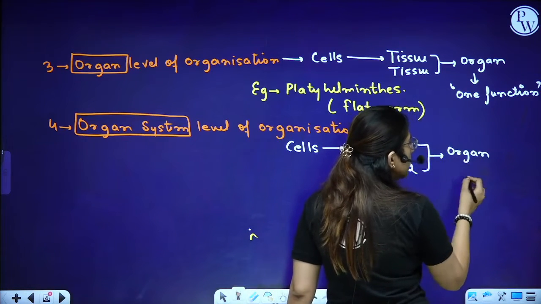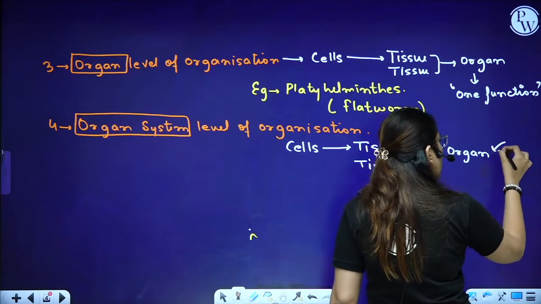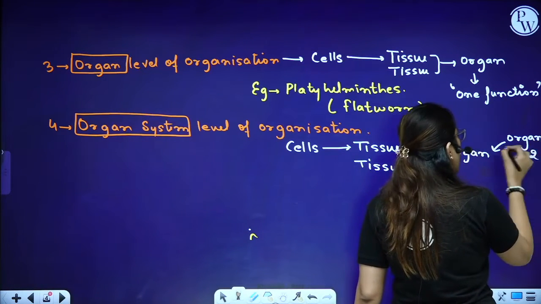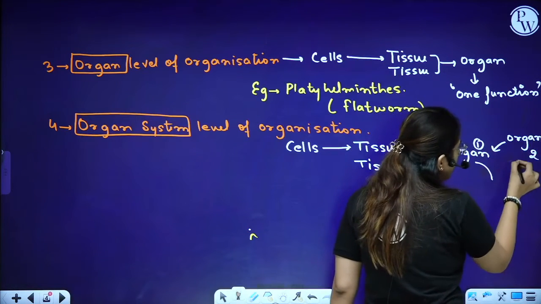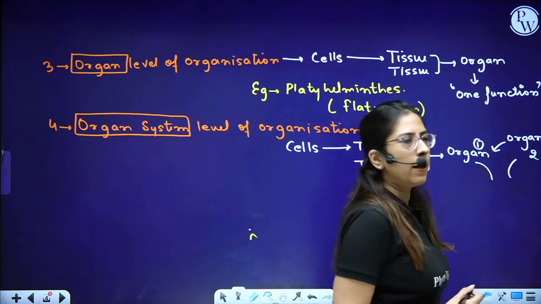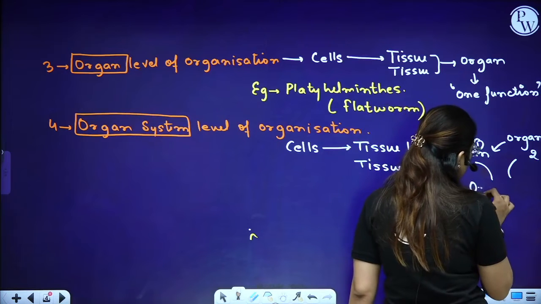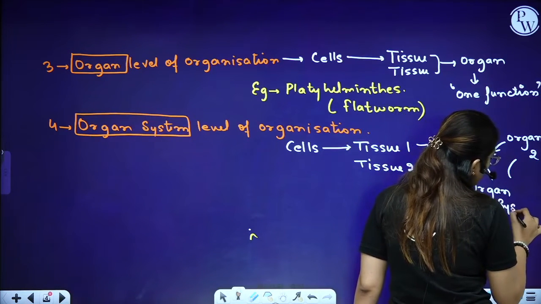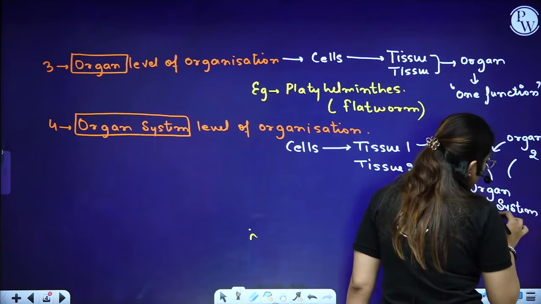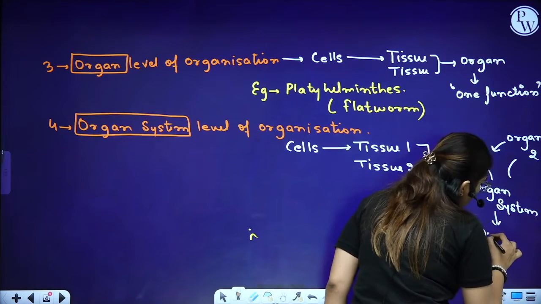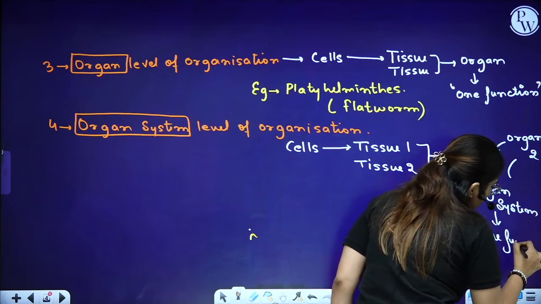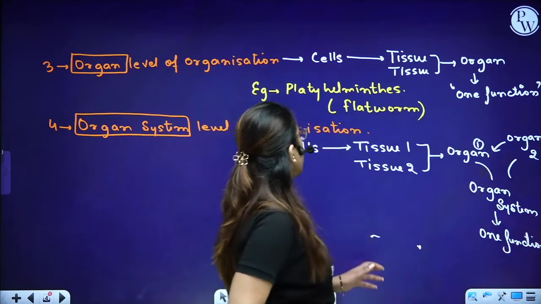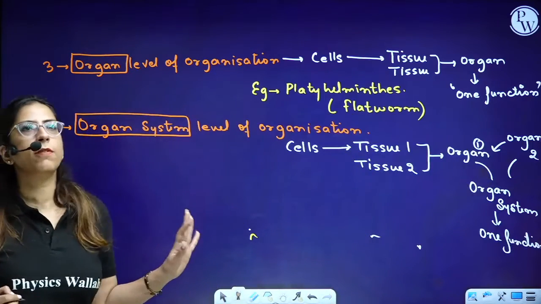Now these organs, along with other organs, organ number 1, organ number 2, combine together, and what they form is an organ system. And this organ system is responsible for one function. Are you getting this point? This is an organ system level of organization.